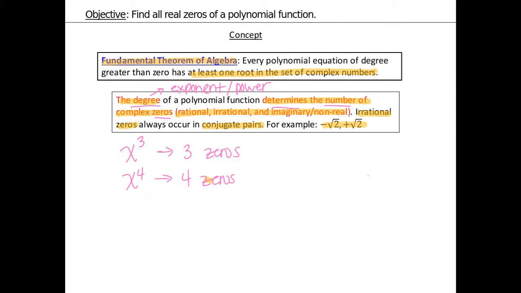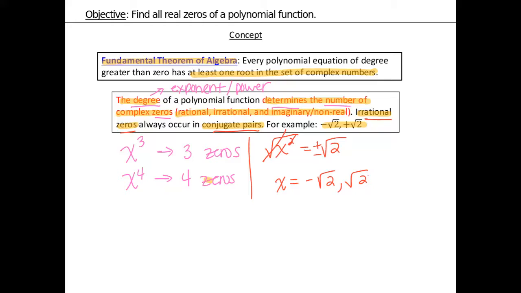Okay? And then the second part of this is saying that the irrational zeros occur in conjugate pairs. So for example, if I have x squared equals 2, to solve for x, I would need to take the square root of each side. The square root cancels out the squared, and they need to come in pairs. So I need one that's positive, one that's negative. So then this would give me x is a negative root 2 and a positive root 2. They always come in pairs.